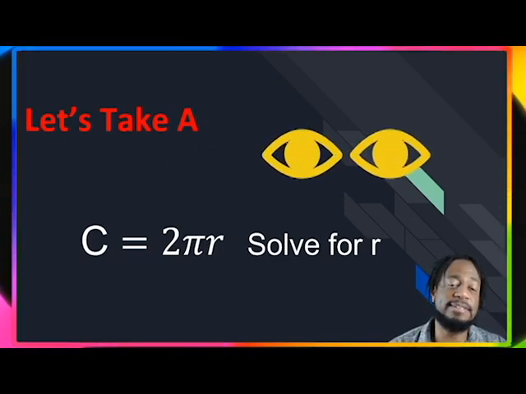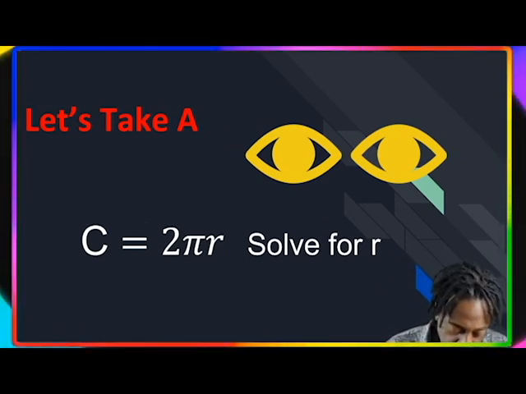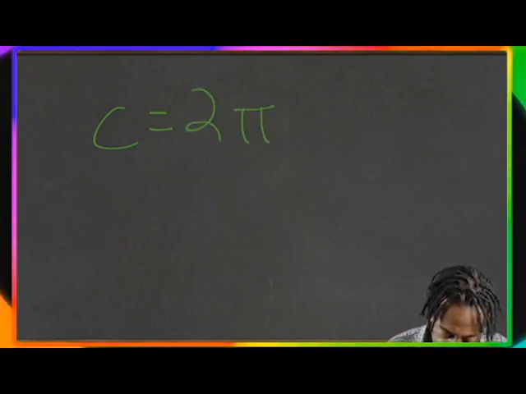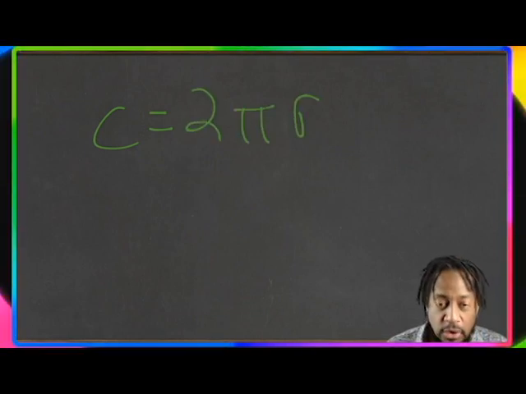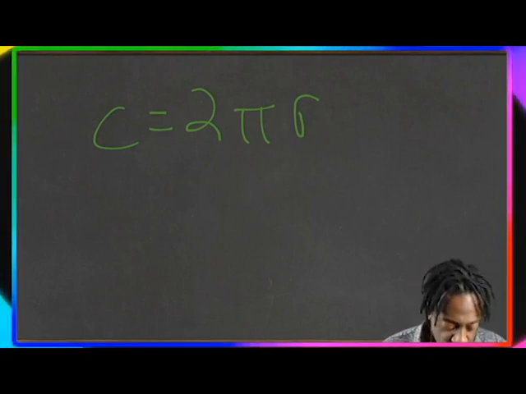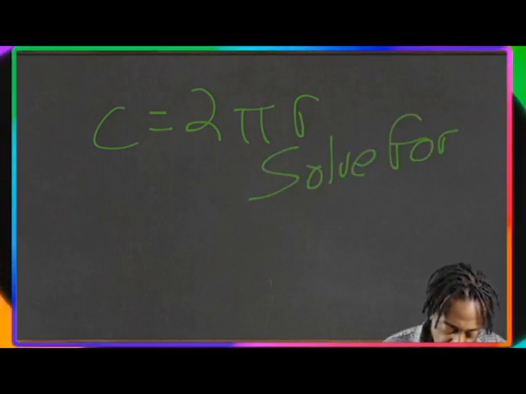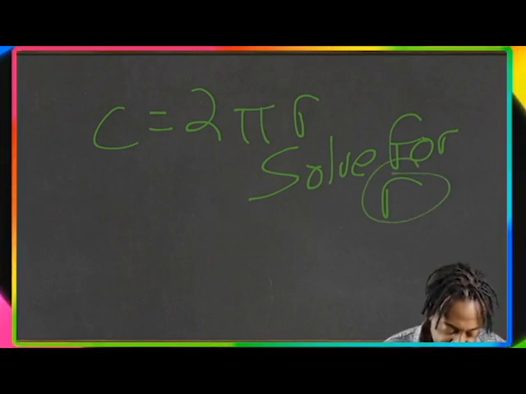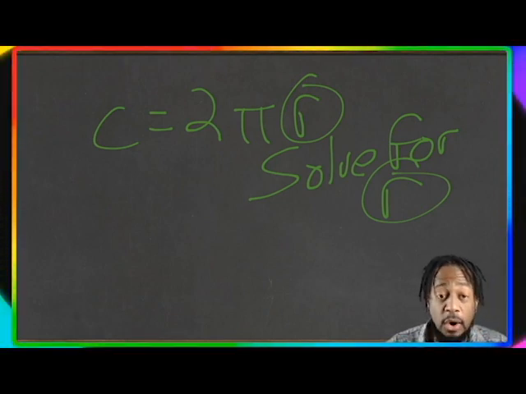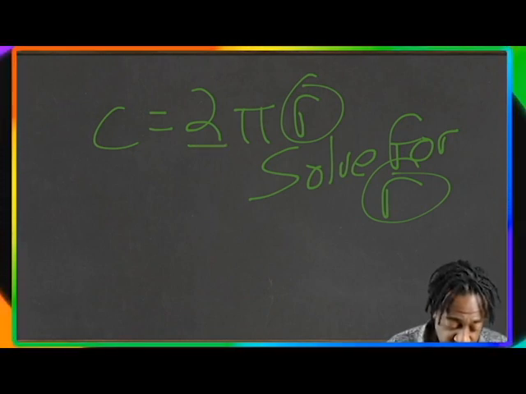Let's take a look. All right, so let's go to the board. We have C is equal to 2 pi R, where pi is a number. Right? So what are they telling you to solve for? It says solve for R. That's this one right here. Okay? So all we gotta do is get R by itself. What's the easiest way to get R by itself? Get rid of the 2 and the pi.